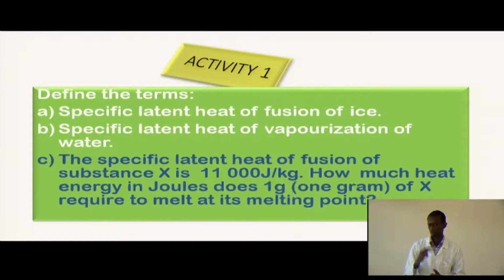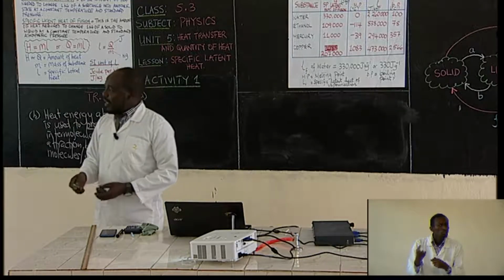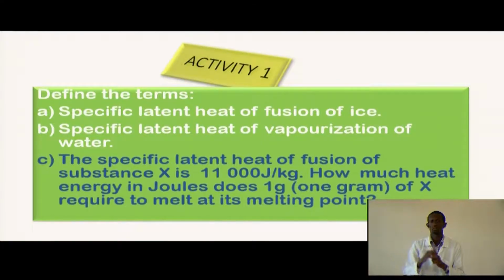So look at part A. Is part A easy? To me, it is quite easy, because they are saying, define latent heat of fusion of ice. So this is activity 1. So specific latent heat of fusion. The only thing I'm seeing here is fusion, because fusion means change of state from solid to what? Liquid. So let me tell it to you as you write. I think it is going to be easier for you.